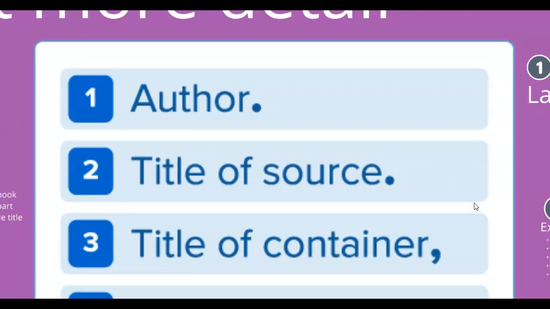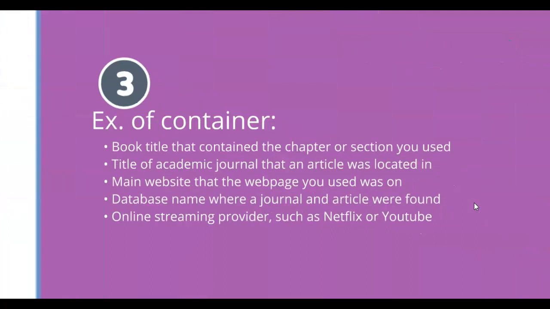Number 3, title of the container. So where was that information contained? For example, when we use your textbook for several reading assignments in this class, the container of the story is going to be your textbook. So for example, we'll read The Odyssey by Homer. The Odyssey is found in your textbook. So the Odyssey is contained, kind of like a container that you eat out of or store things in. The Odyssey is contained in your 9th Lit textbook. So that is what you would put for the title of the container.